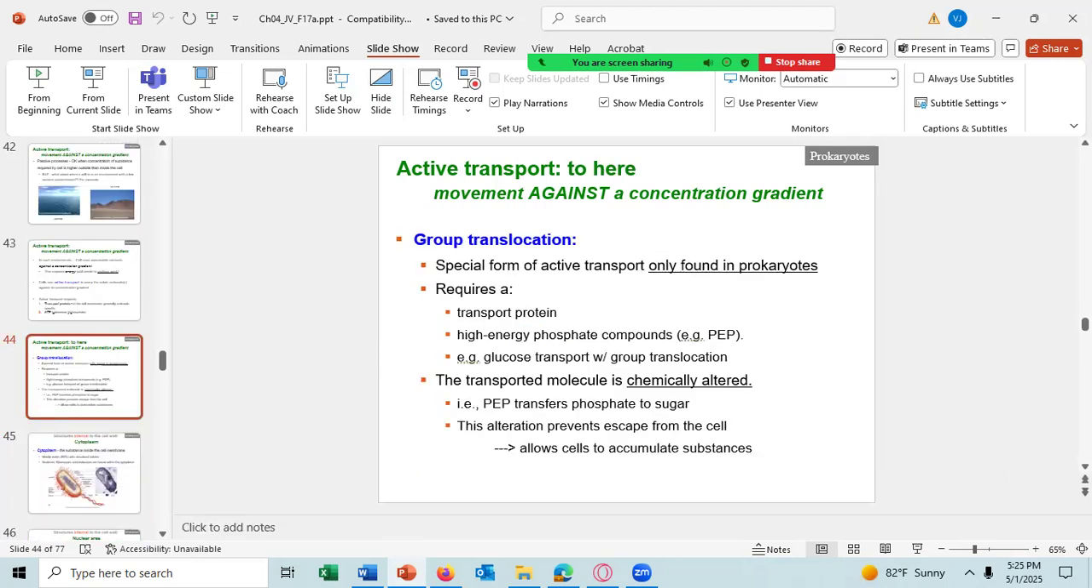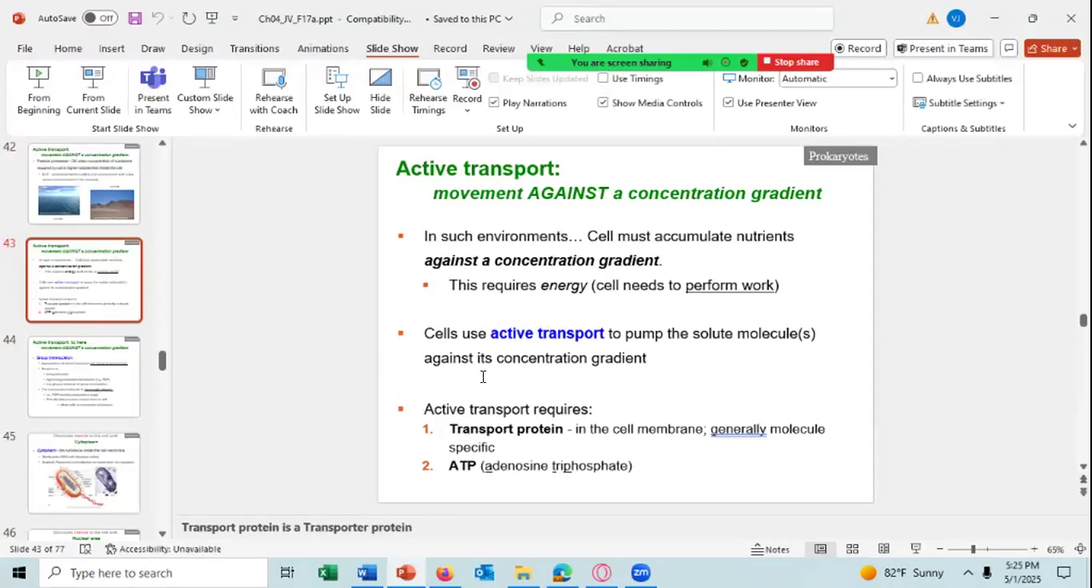All right, any question about active transport? All cells can engage in active transport.